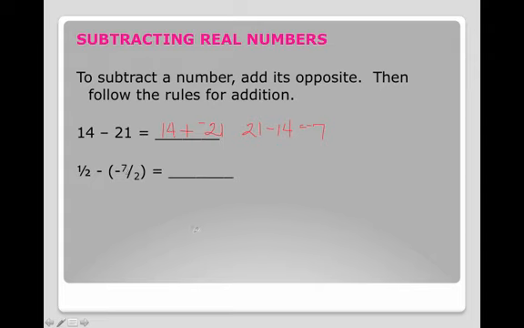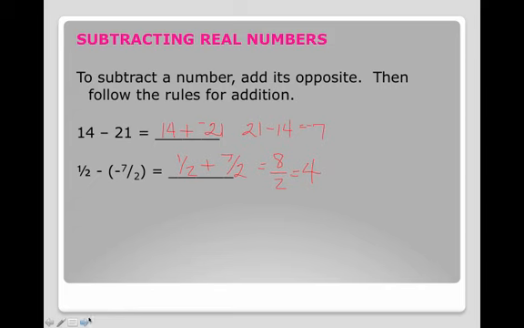Okay, and again, adding the opposite means I've got 1/2, and here I had a negative, so this time I'm going to add a positive 7/2. So 7/2 and 1/2 is going to be 8/2, and so my final answer is going to be 4.